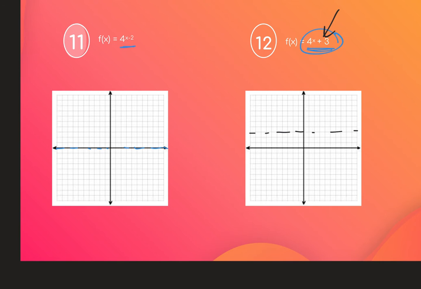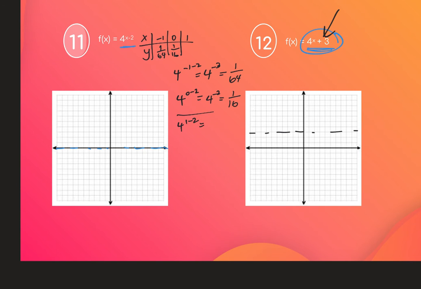So I'm going to do this kind of quicker. I'm just going to do negative 1, 0, and 1. If I plug in negative 1, I get negative 1 minus 2. That's 4 to the negative 3, or 1/64. Then I'd get 4 to the 0 minus 2. That's 4 to the negative 2. That's 1/16. And then I get 4 to the 1 minus 2, which is 4 to the negative 1, or 1/4.